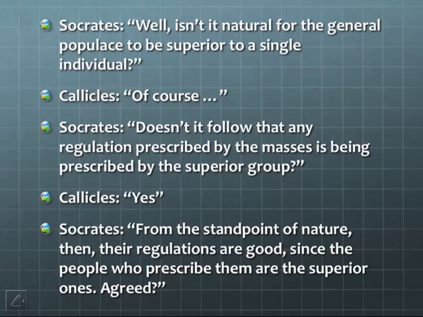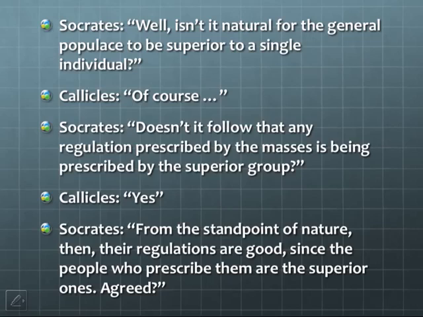So Socrates says, well, isn't it natural for the general populace, which means the greater amount of people, the masses, isn't it natural for the masses to be superior to a single individual? The implication here is that more people are going to be stronger than a single person. So therefore, according to Callicles' definition, that better means stronger or superior means stronger, the masses are going to be stronger and therefore superior to a single person. And so Socrates says, oh, okay then, so the masses are stronger than a single individual. So according to your reasoning, Callicles, wouldn't that mean that any rule or regulation set or prescribed by the majority of people is actually being prescribed by a superior group because they're a stronger group than any one individual?